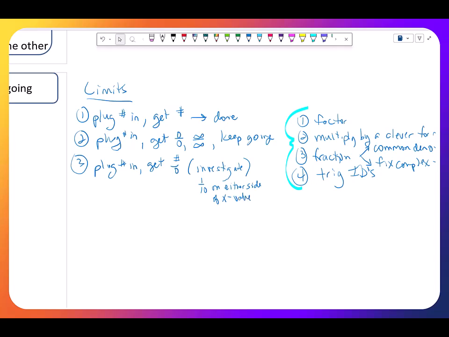Find the y value 1/10 on either side of the x value, and that's going to tell you whether it's a positive or negative number, and then you know whether it's going to positive or negative infinity. So to review, just make sure we're clear, when you plug a number in, only one of these 3 things would happen, and then you would proceed, depending on which one of these, by the techniques I just explained. So hopefully that helps with that part.